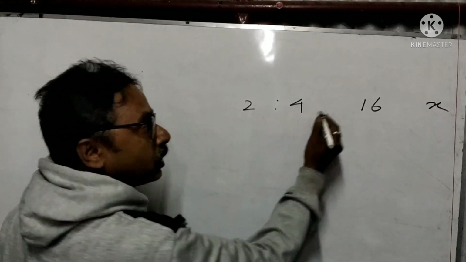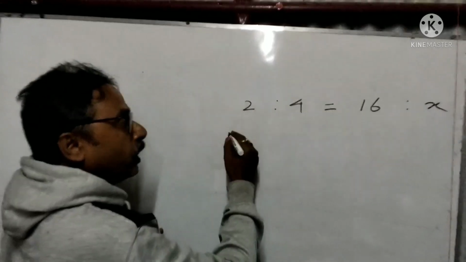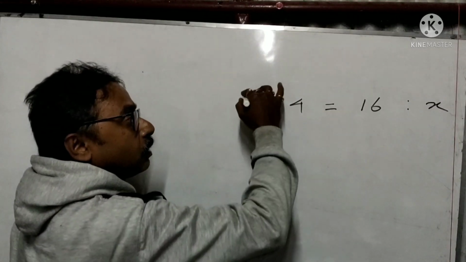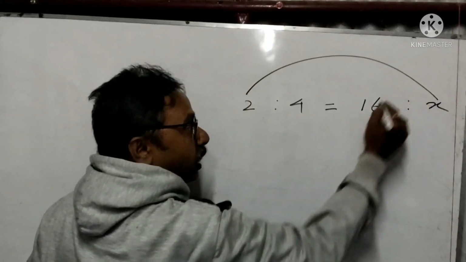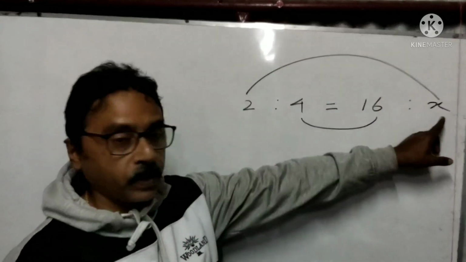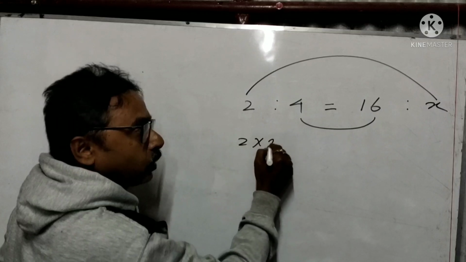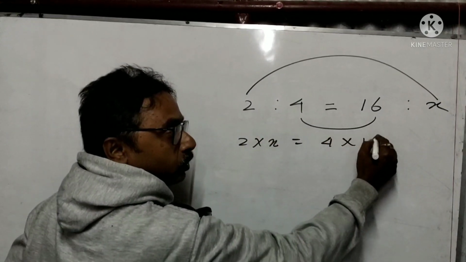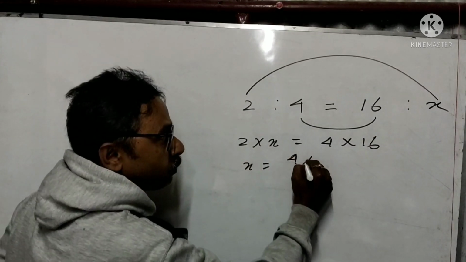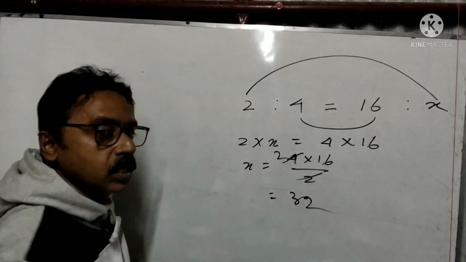The ratio of the first two is equal to the ratio of the next two. Now the product of means is equal to the product of extremes. So from there I can write the product of extremes is equal to the product of means. Since the subject is in the extreme part, I am writing the extreme product first. That means 2 into x is equal to 4 into 16. Therefore x equals 32. So the fourth proportion is 32.